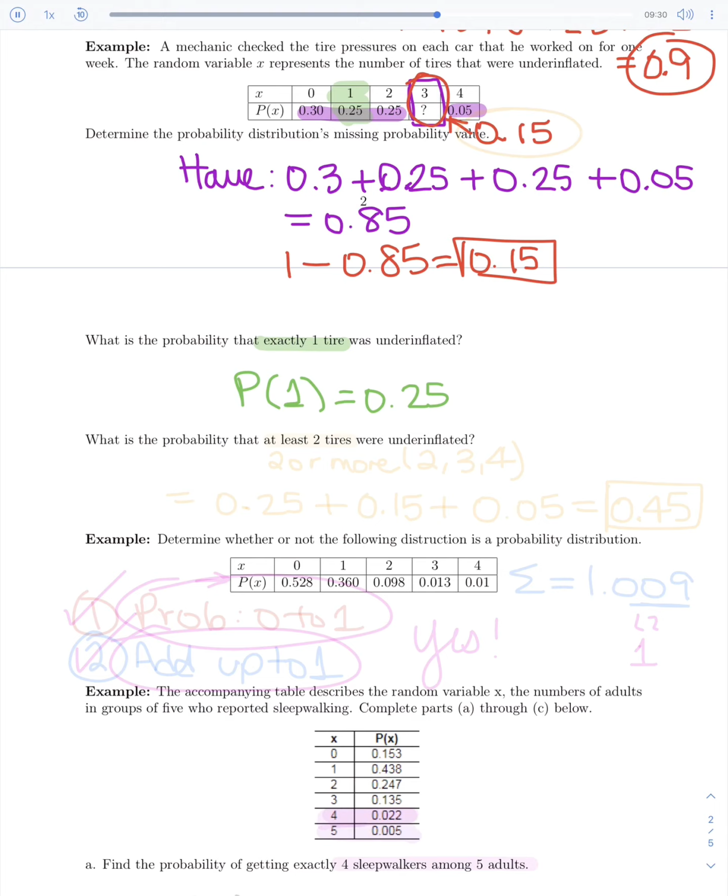What about the next one, the probability of having at least 2 tires? At least 2 means 2 or more, which would include what? Well, we have that 2 tires could be underinflated, 3 or even all 4 of them, so I'd need to add up all those probabilities. So, the probability of having 2 tires underinflated would be the 0.25. The probability of having 3 tires underinflated, we just found that, was 0.15. And the probability of all 4 of them being underinflated is that last value, the 0.05, for a total of, let's see, 0.45.